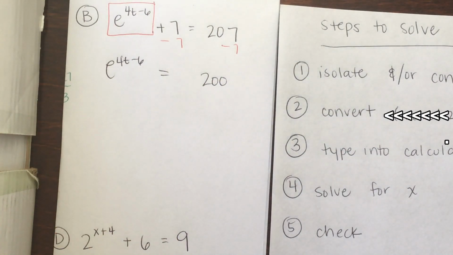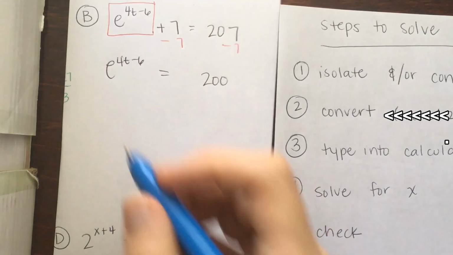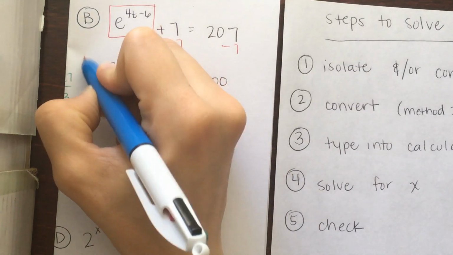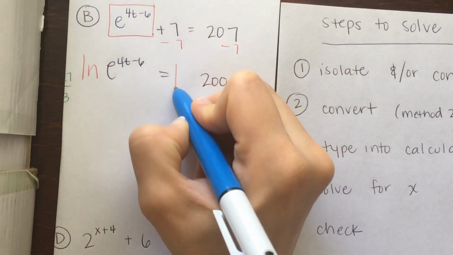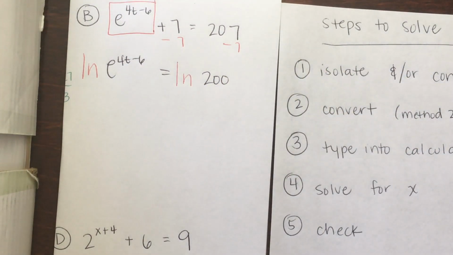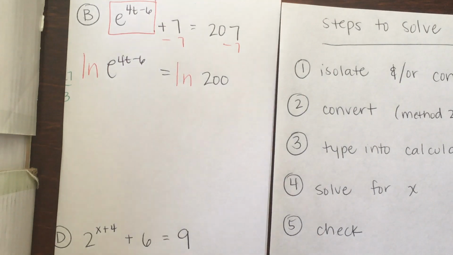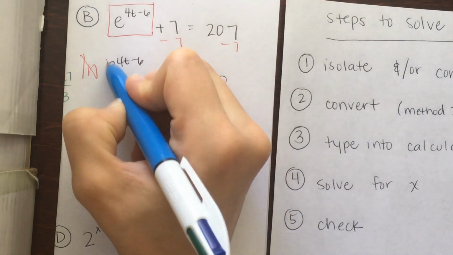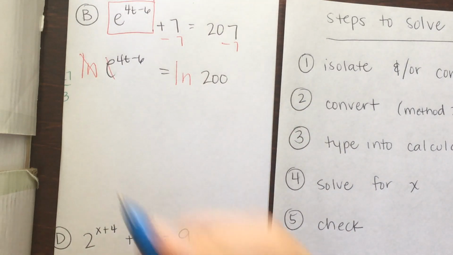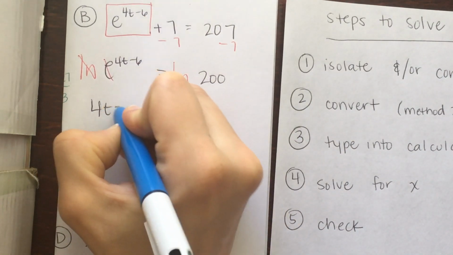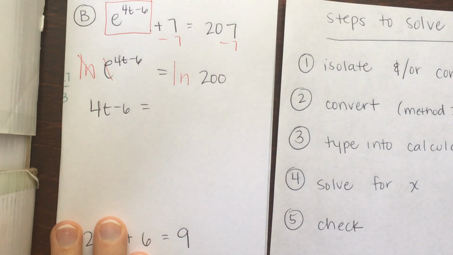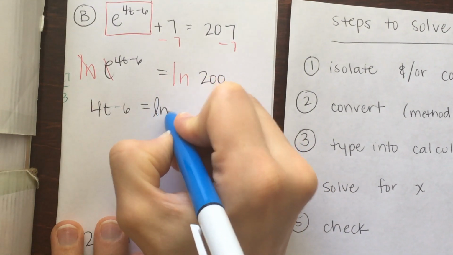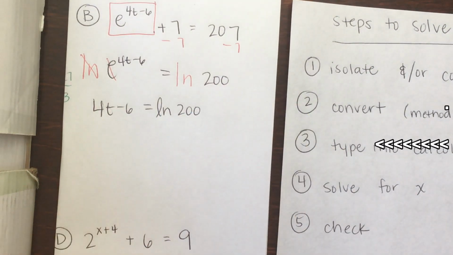Now convert. I convert by putting natural log bases in front of both sides here. E is my base, so I want to use a log that also has a base of e, which is natural log. The reason I do that is because on the left-hand side, natural log, which is log base e, and base e cancel each other out. And on the right-hand side, I have natural log of 200.